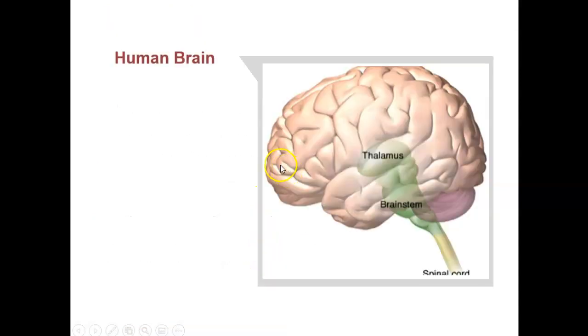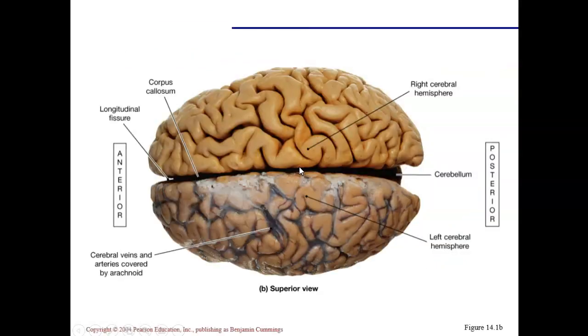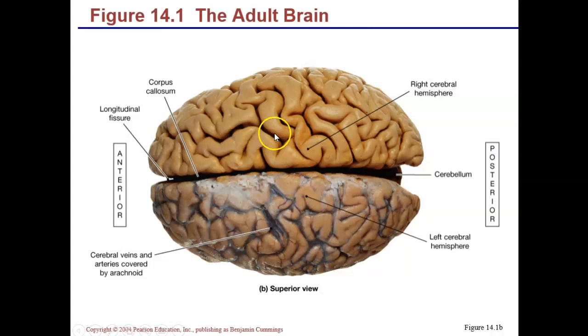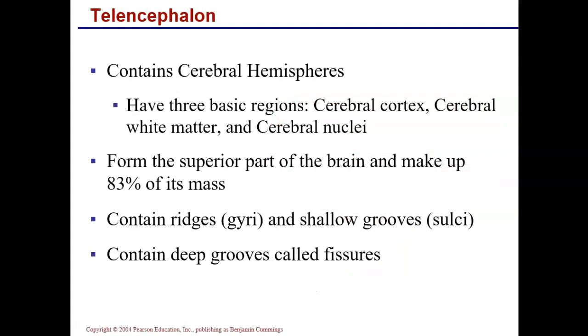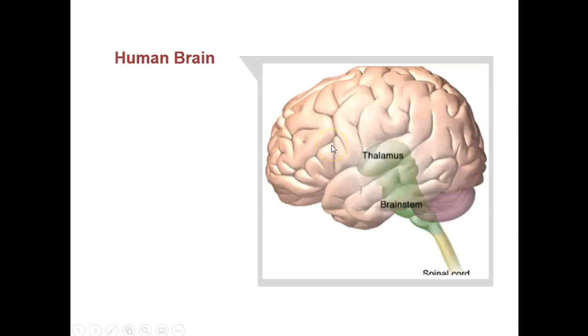So if we look at the human brain right here, this whole thing is the cerebrum, this is the cerebellum, and we'll go over the brainstem and the midbrain portions and everything like that. But what you'll notice is, let me go back. First of all, the cerebral hemispheres are going to have three basic regions: cerebral cortex, cerebral white matter, and cerebral nuclei. So let's look at that.